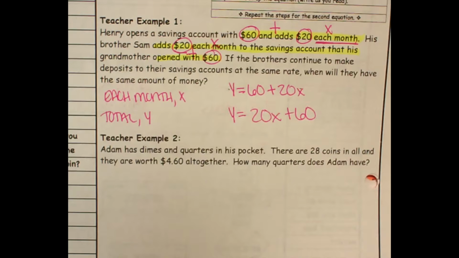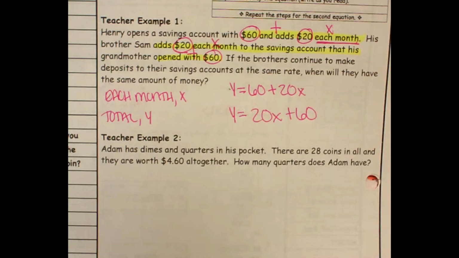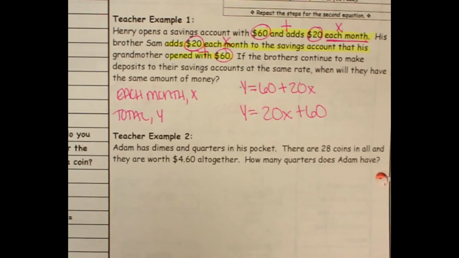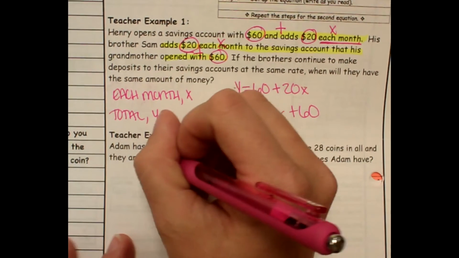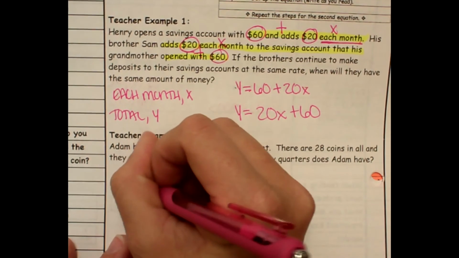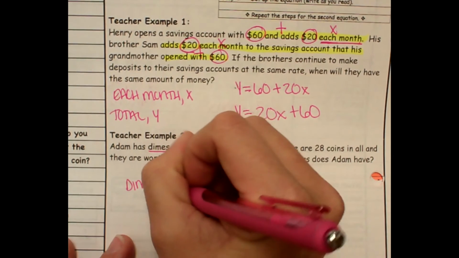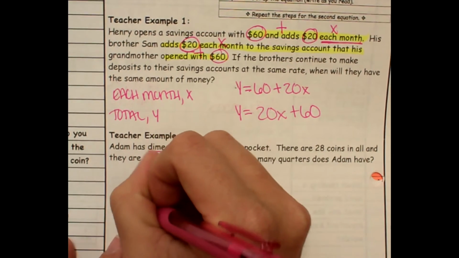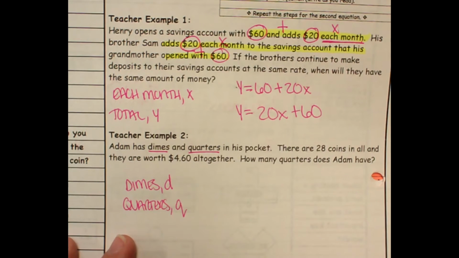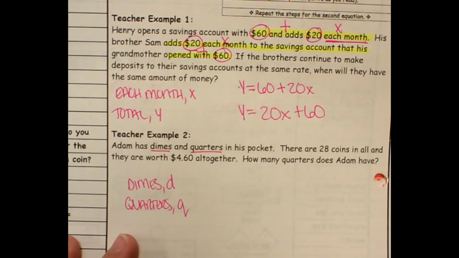So if we look at example number 2, Adam has dimes and quarters in his pocket. There are 28 coins in all, and they are worth $4.60 together. How many quarters does Adam have? So right now, my two topics are dimes and quarters. Dimes, we'll call the letter D. Quarters, we'll call Q.